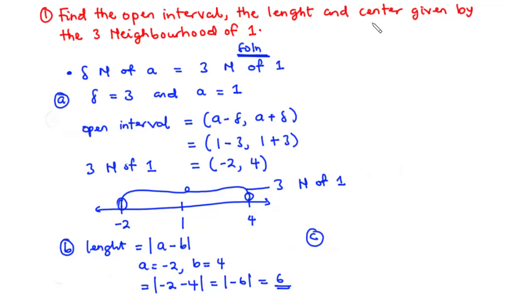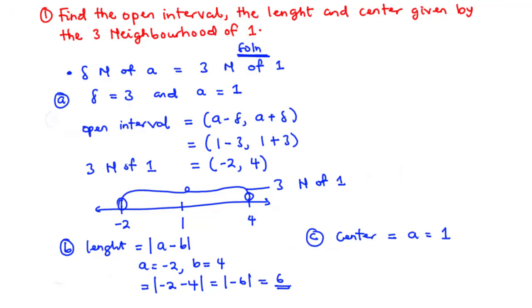C. Now the center. So the center of the interval is equal to A, and here we have A equals 1. Therefore, the open interval negative 2, 4 is centered at 1.